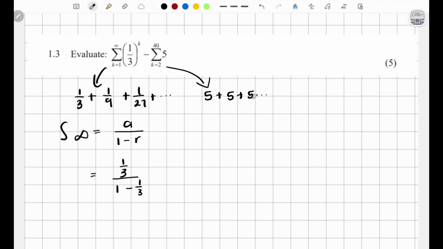But how do we find the sum of this? Well, first of all, remember that it starts where k is equal to 2 and it ends at 40. So let's think about how many sets of 5 kept being added. Okay, and this is really where you're trying to find out how many terms do you have in this series.